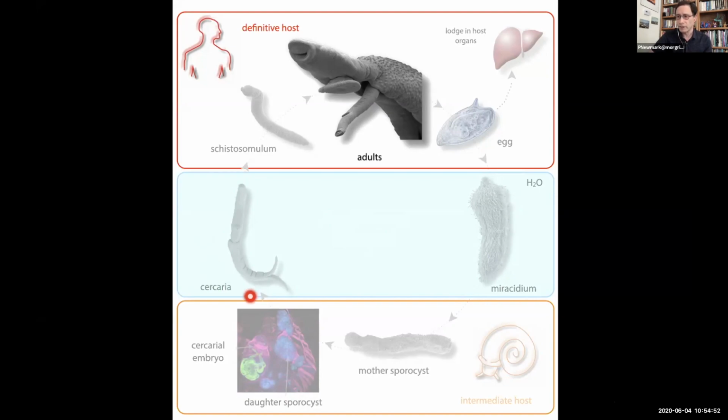You can only be infected by this stage that comes out of the snail. So that means these adults can live for decades in the host. And Jim was curious about how it is that these parasites could live for so long in the inhospitable environment of the host bloodstream. So he hypothesized that they must have robust mechanisms for maintaining their tissues.